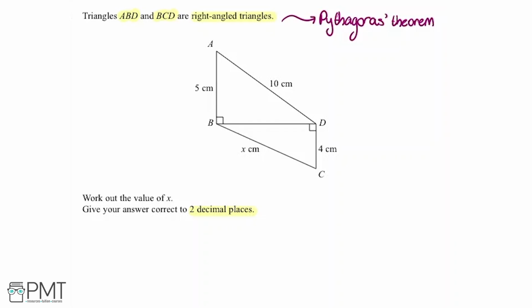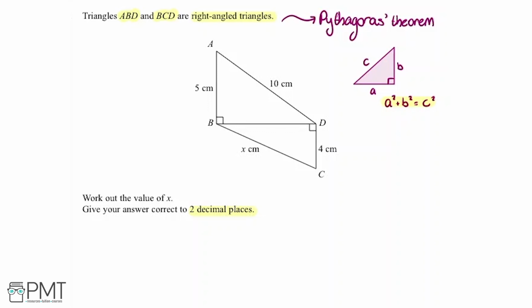Now a quick reminder of what that is. This works with right angle triangles. So if we've got this side here to be A, this side here to be B, and this side here to be C, it states that A squared plus B squared equals C squared. So if we know these two lengths here, we can work out this length. So we can use that to work out what x is here.